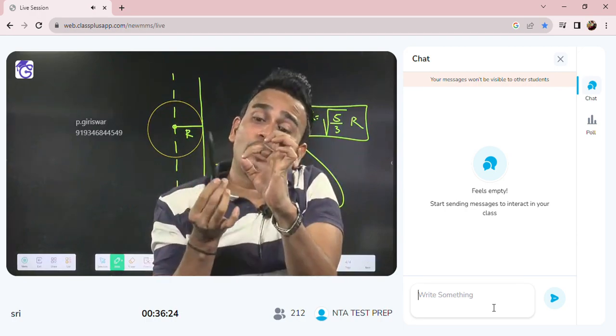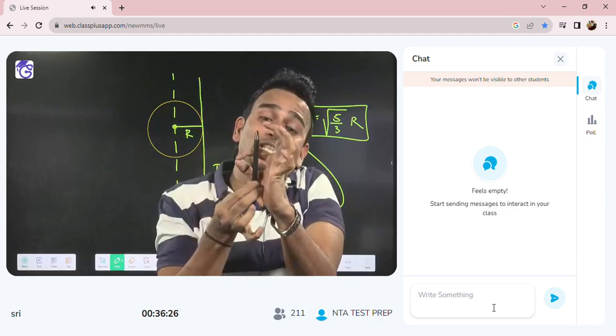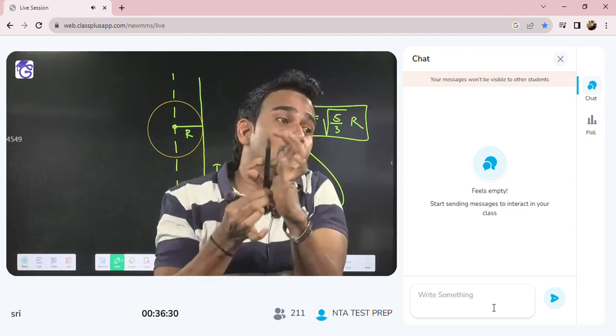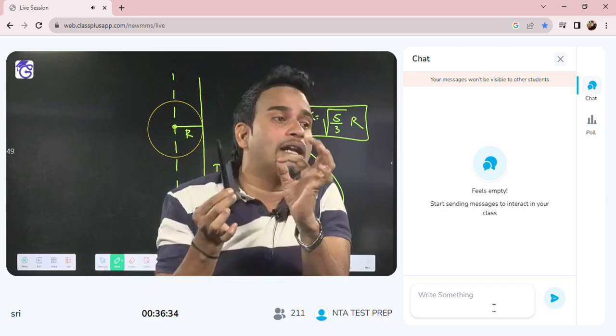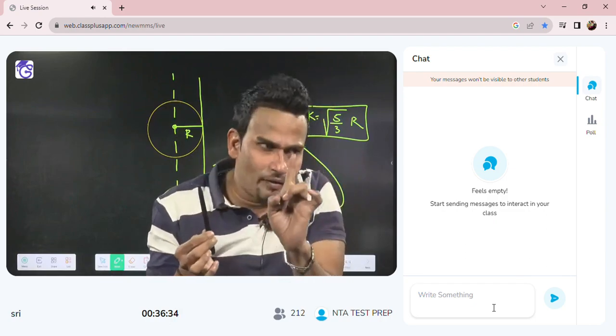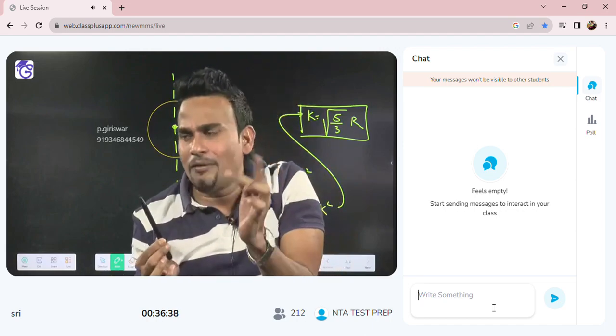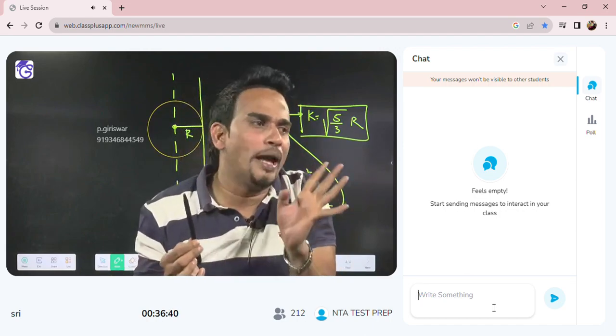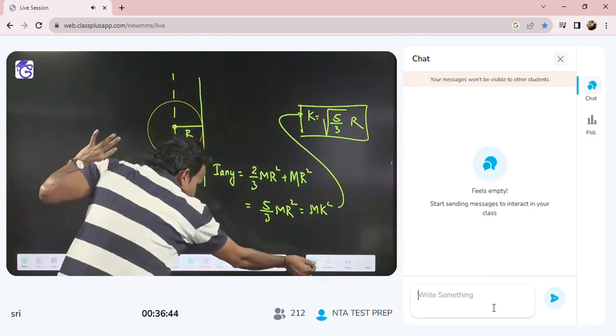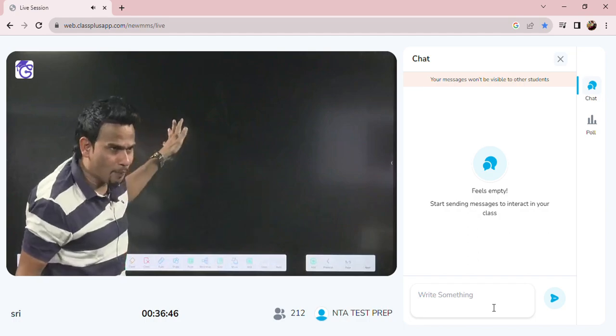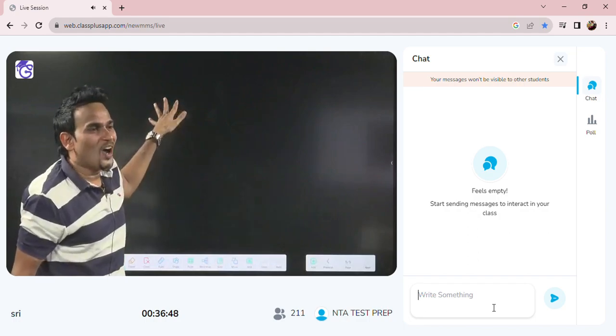Second one, when you calculate parallel to the plane, ICOM will also come in the plane. So ICOM will become mr square by 2 plus mr square, which is 3 by 2 mr square. First one answer will come 2 mr square. Second one answer will come 3 by 2 mr square. Very good, everyone got it, nothing to worry. So once again, have a look, no problem.